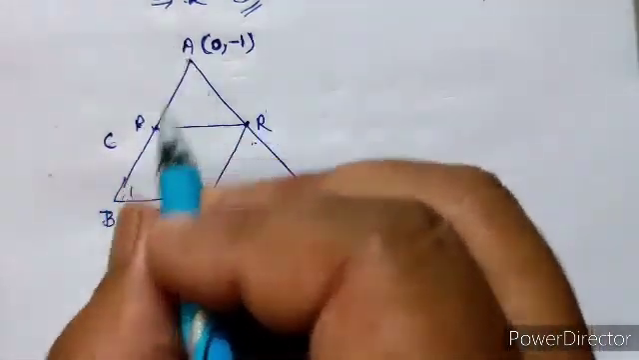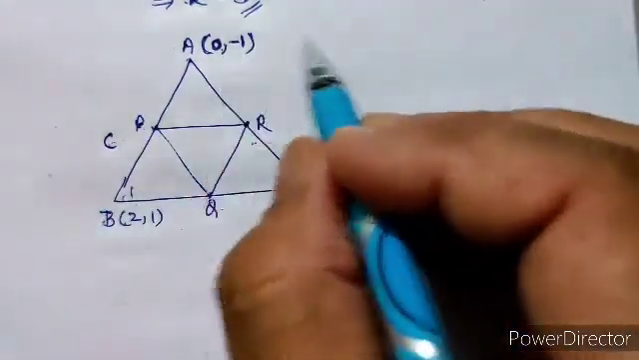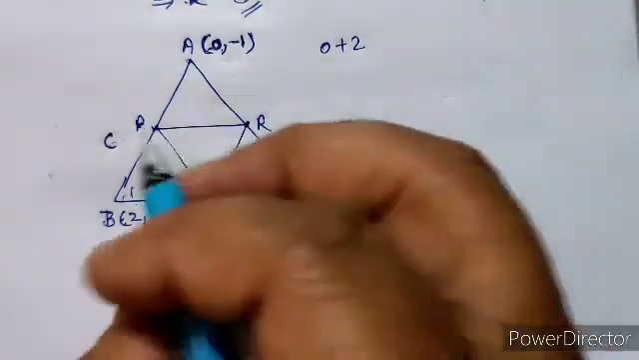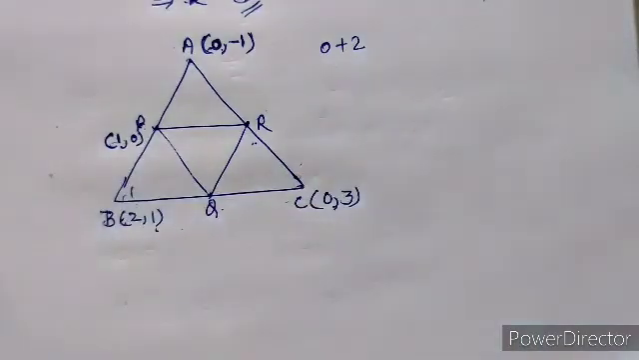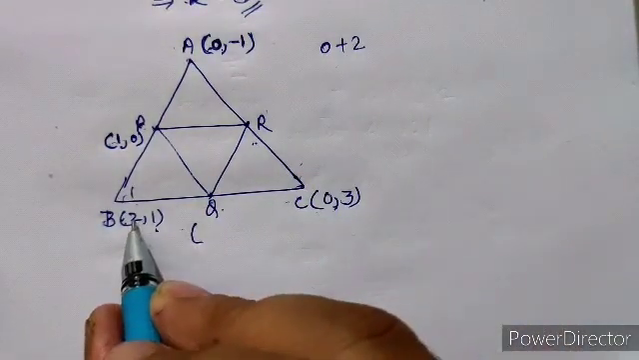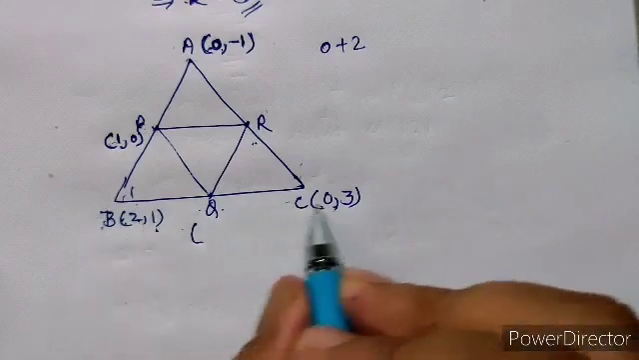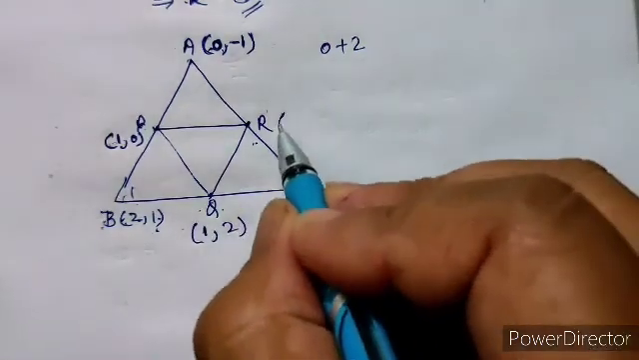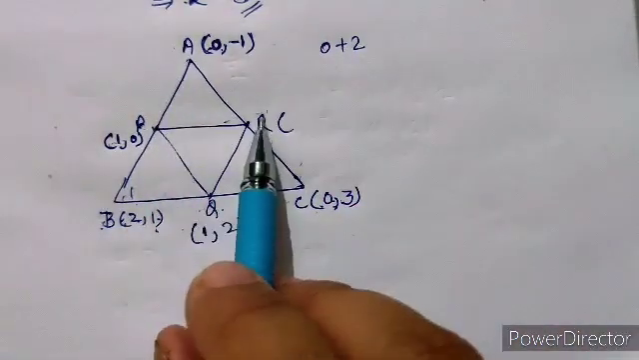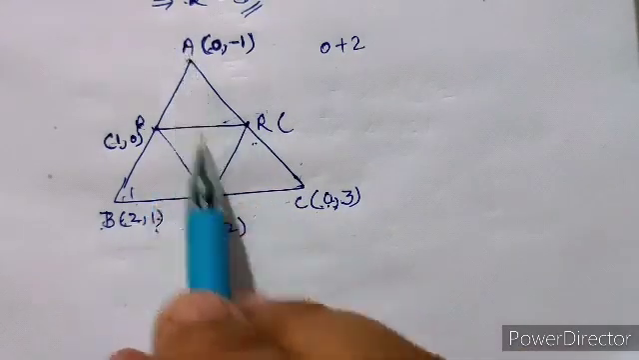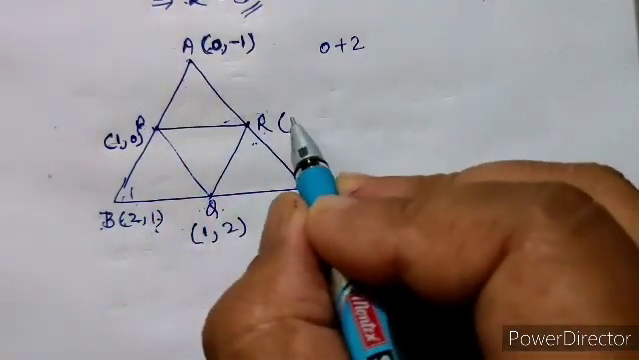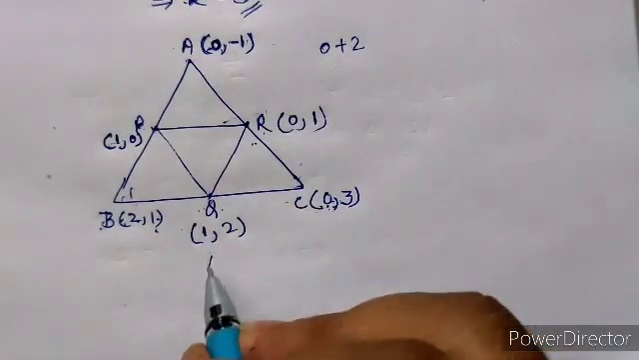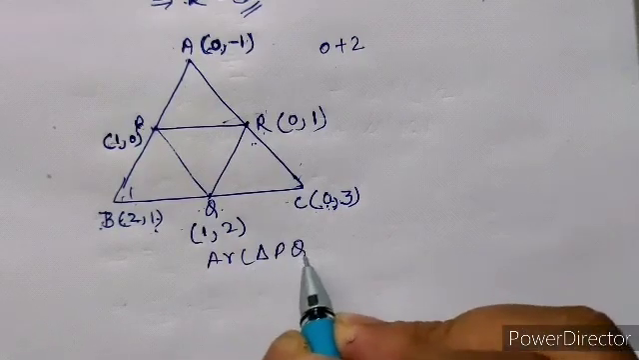As P is midpoint of AB, coordinates of P will be equal to (0 plus 2 upon 2, -1 plus 1 upon 2), that will give us (1, 0). Coordinates of Q, as Q is midpoint of BC, will be (2 plus 0 upon 2, 1 plus 3 upon 2). Now R is midpoint of AC, so coordinates of R will be (0 plus 0 upon 2, -1 plus 3 upon 2). Now after this we will find out area of triangle PQR.